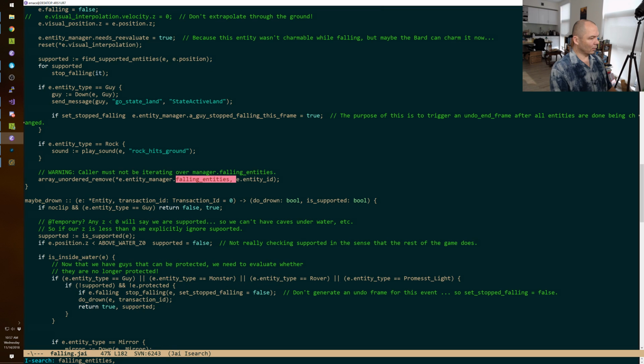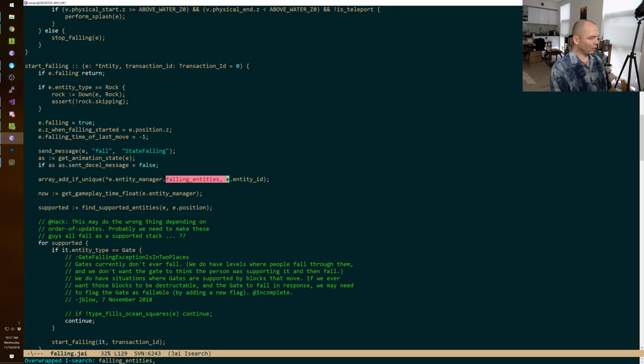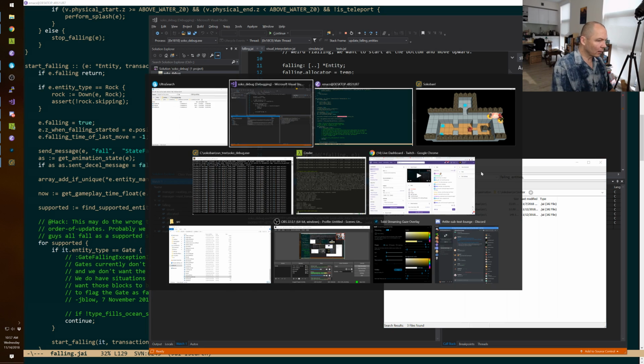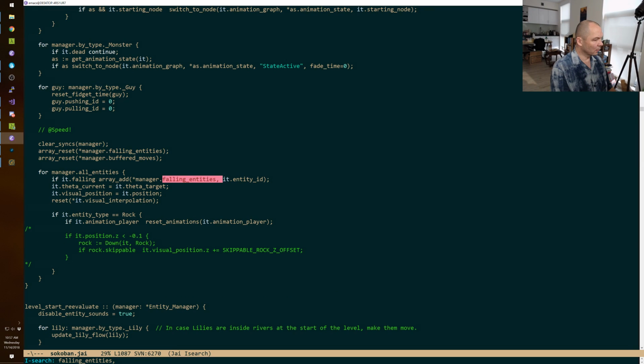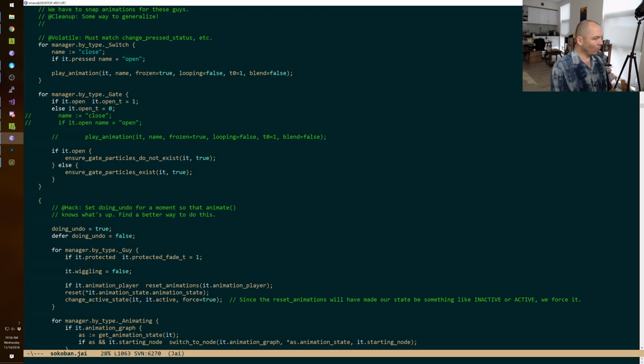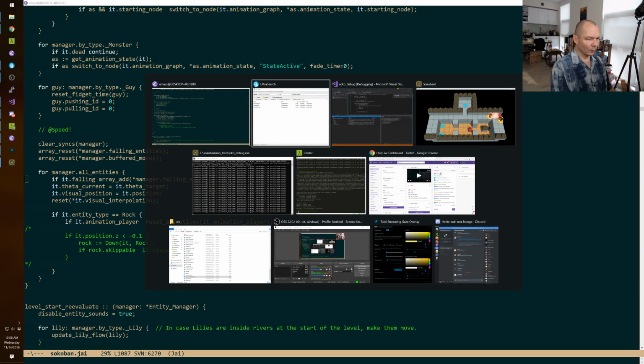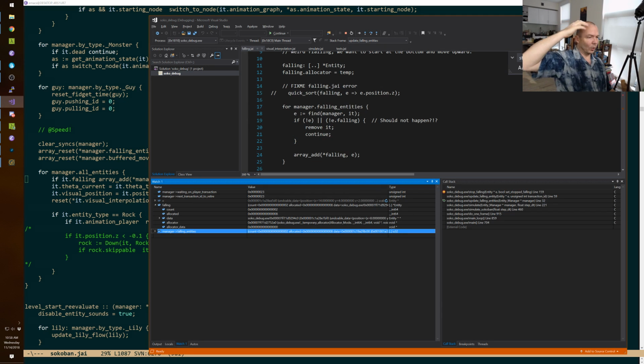Okay, start falling is the only thing that adds things to the falling entities array. All right. Well, let's check. Wait, what? Why is that there? Oh, this is post undo reevaluate. Right. Well, we're not undoing, I don't think. Well, let's see.